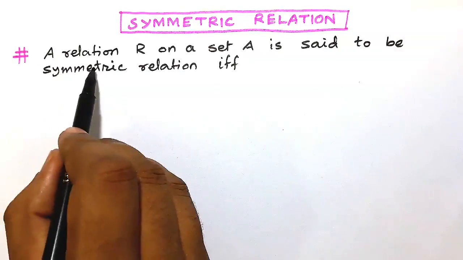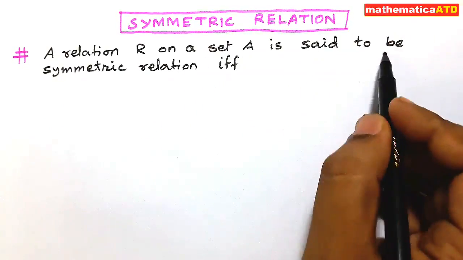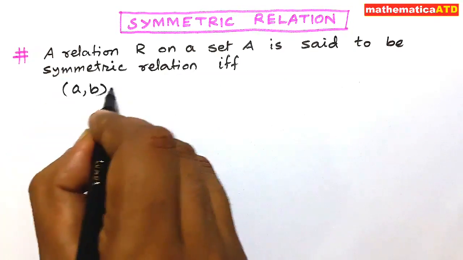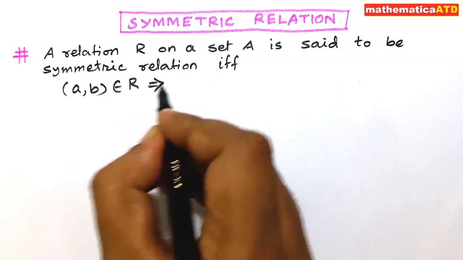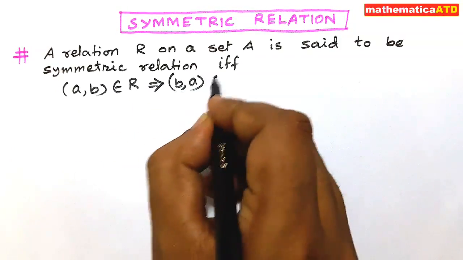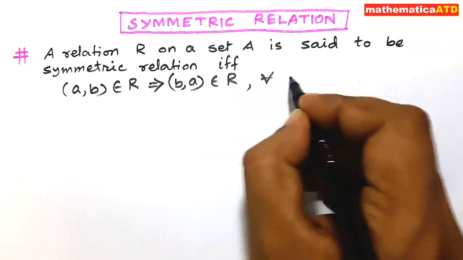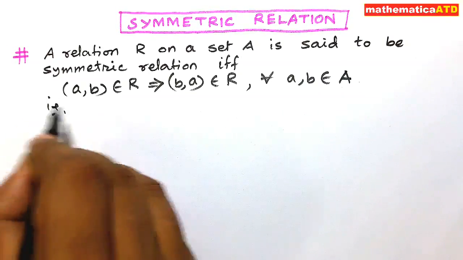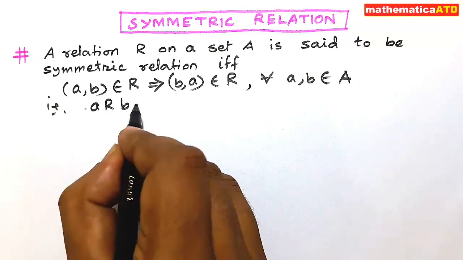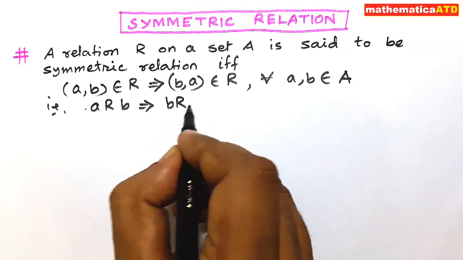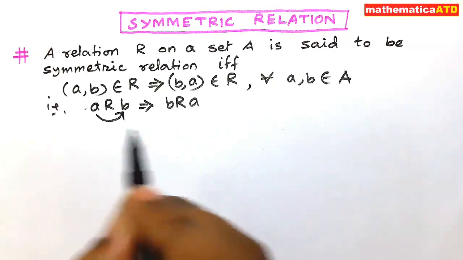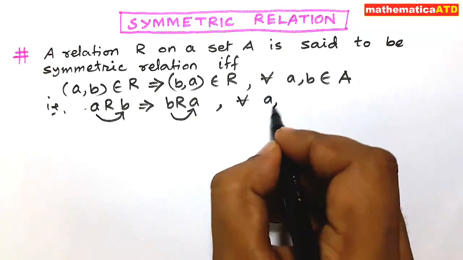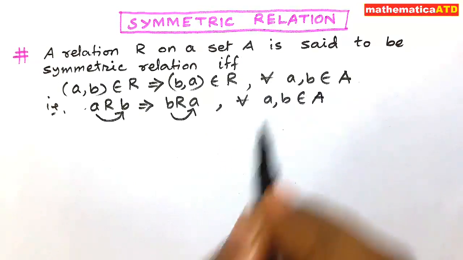Symmetric relation. A relation R on a set A is said to be a symmetric relation if and only if (a, b) belongs to R implies that (b, a) belongs to R for all a, b belongs to the set A. That is, we can say that a R b implies b R a. That is, a is related to b implies that b is related to a for all a, b belongs to the set A.